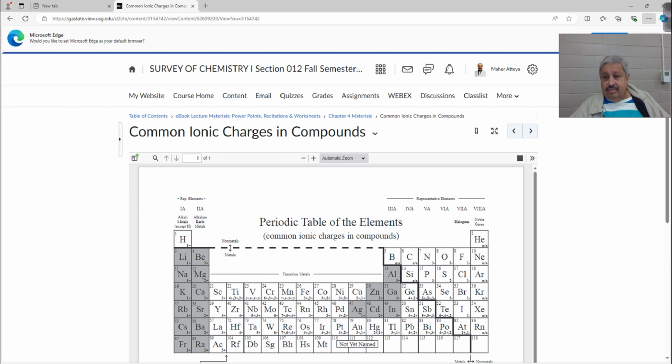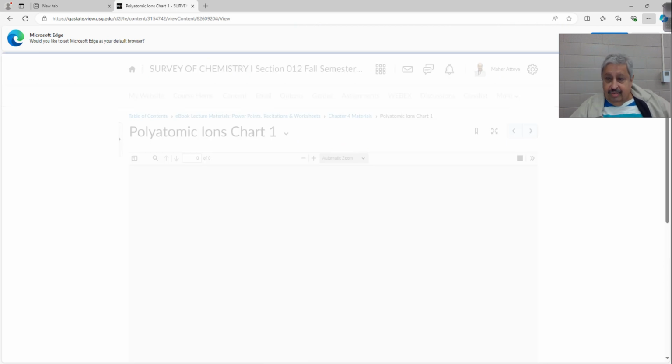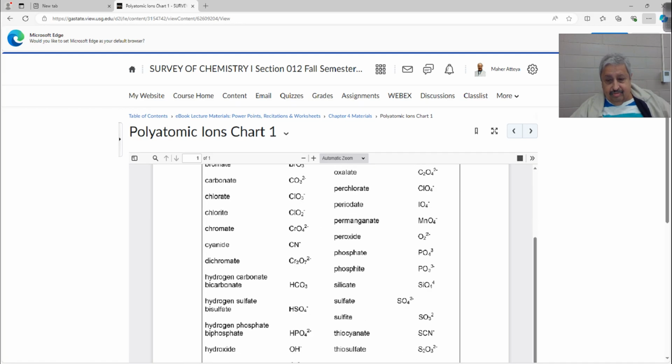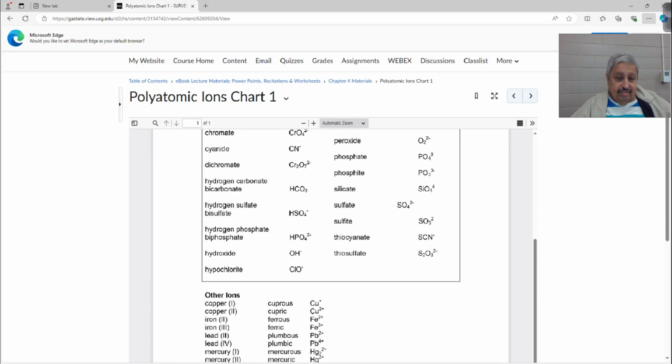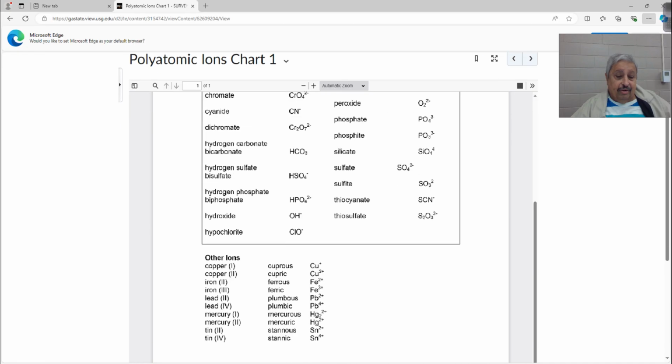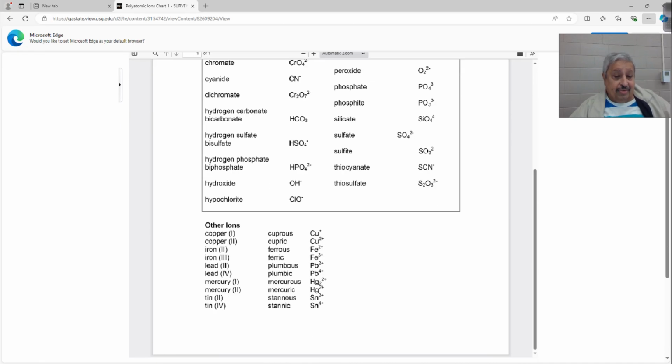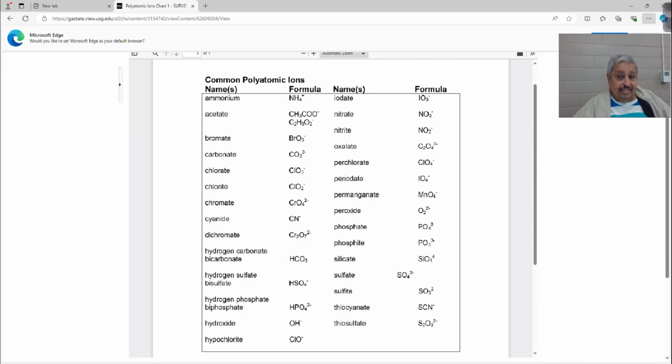Back to this. We have another one to take care of. This is another one you have to print out. You have no other choice. You have to print this one out. Okay, guys? This one here, the polyatomic ions.